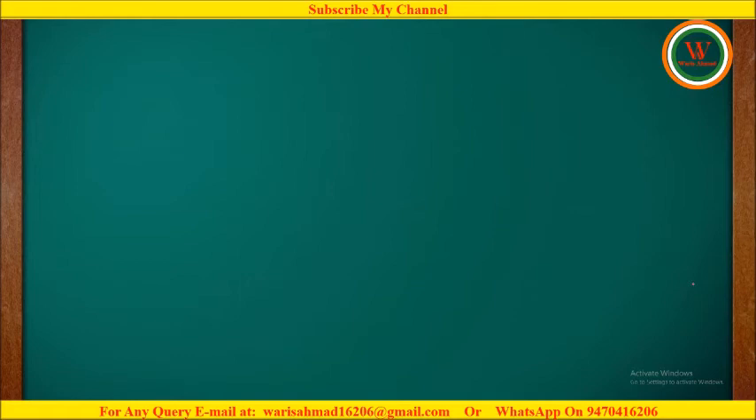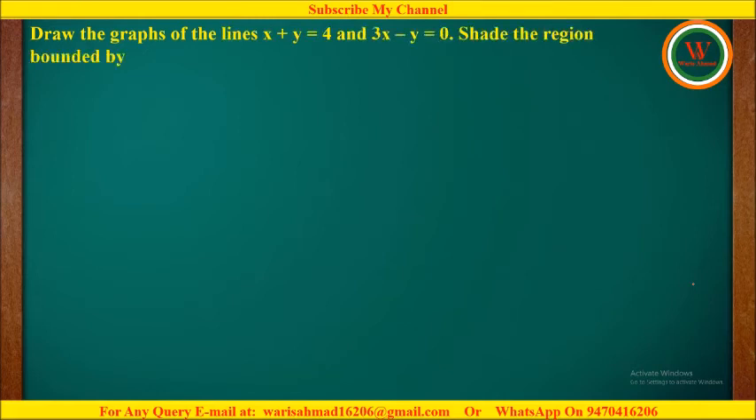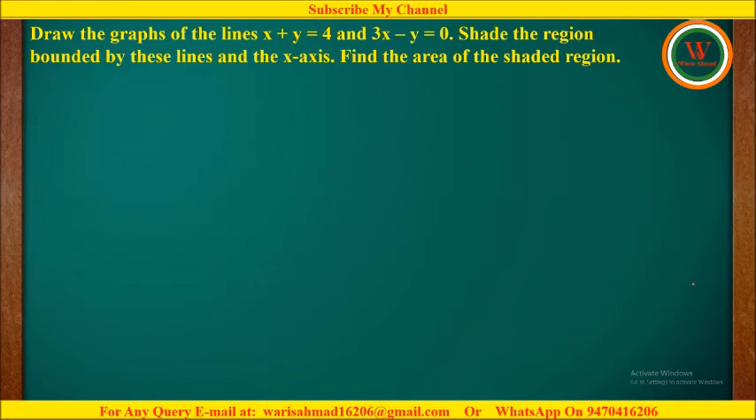Now let us see the next question. Draw the graphs of the lines x plus y equals 4 and 3x minus y equals 0. Shade the region bounded by these lines and the x-axis. Find the area of the shaded region. First of all, we have to draw the graph for these two linear equations in 2 variables. To draw the graph, the very first thing is that we have to consider the first equation, x plus y equals 4.